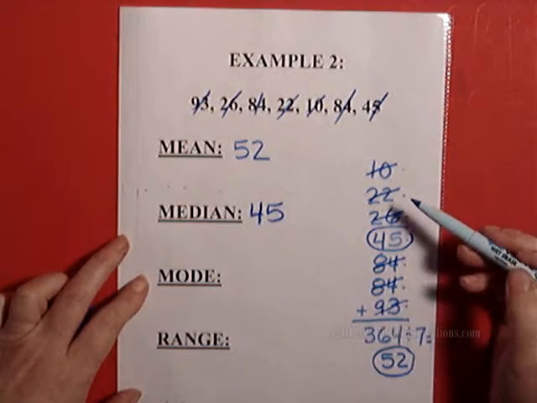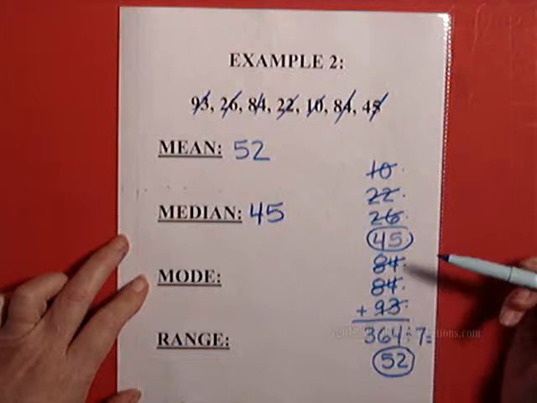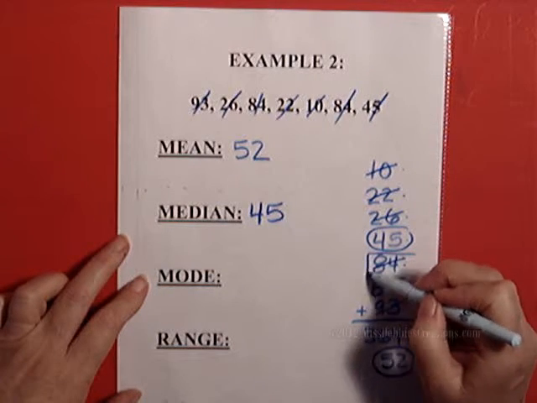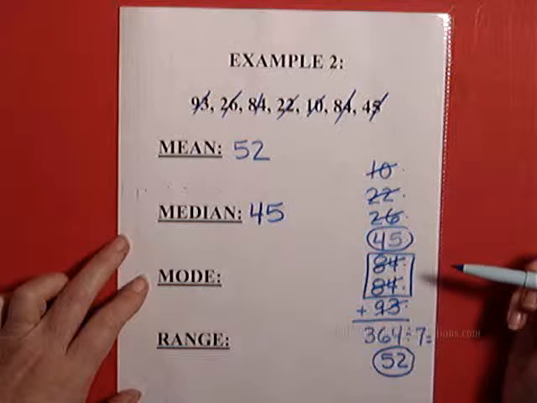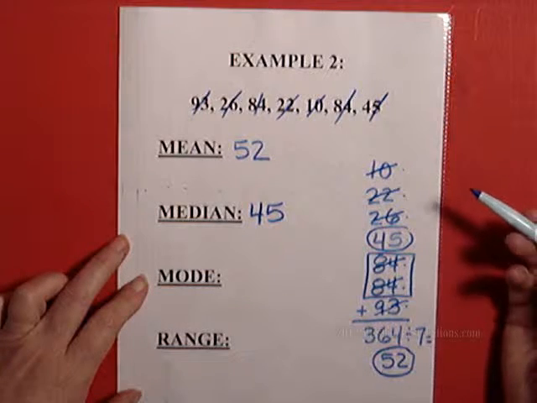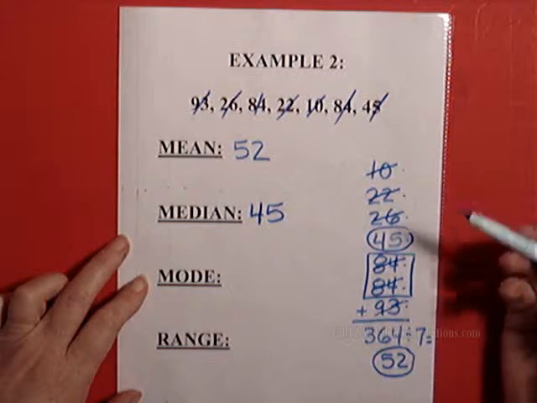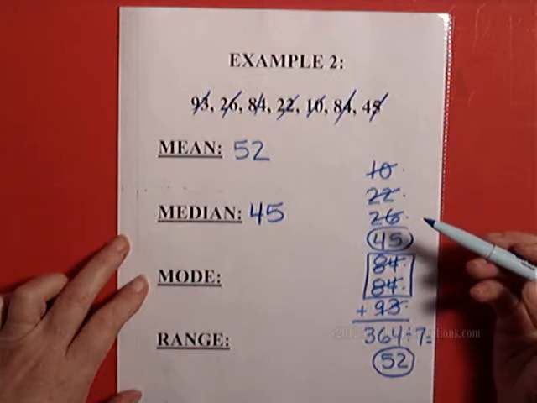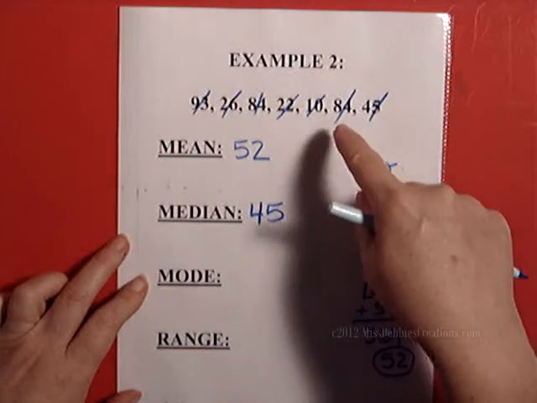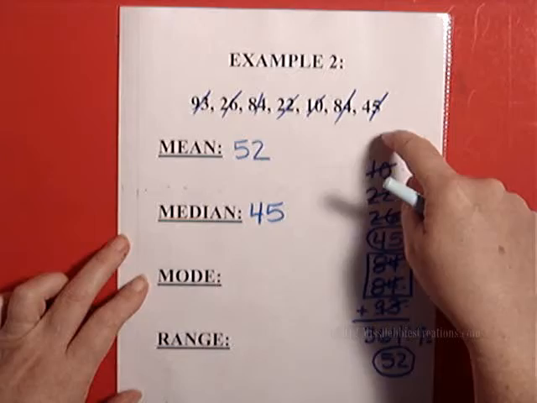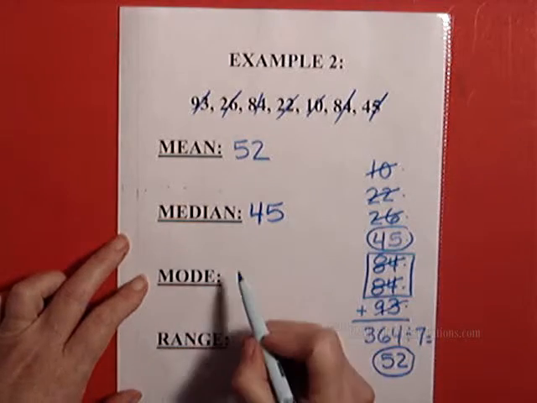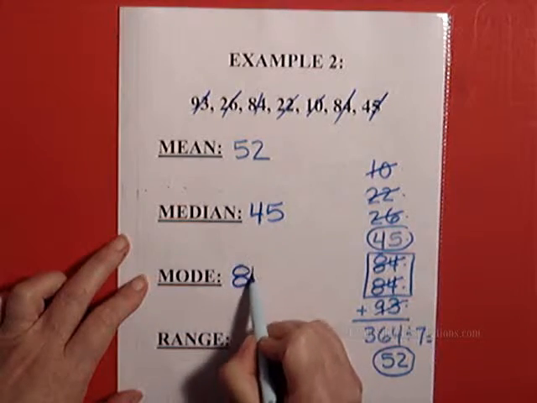Mode is the one that repeats itself the most. And if you'll see, 84 repeats itself twice. Again, I will remind you that it could be 3 times, 4 times, 5 times, whatever. Whichever number is repeated the most in this sequence is the one that will be the mode. So 84 is going to be the mode.